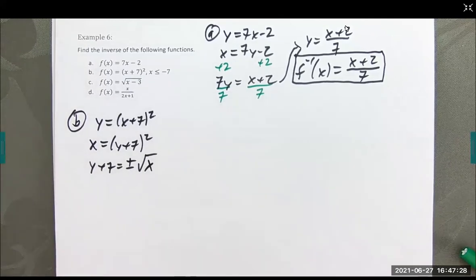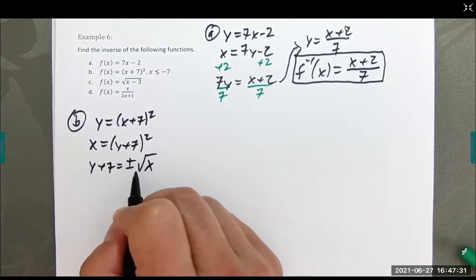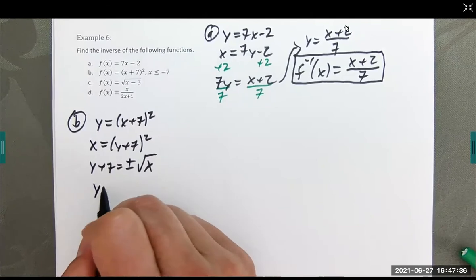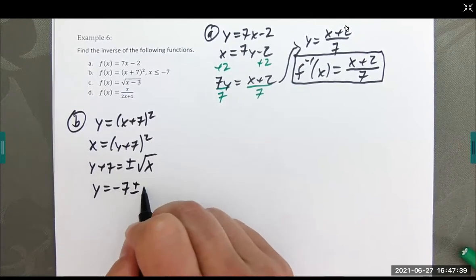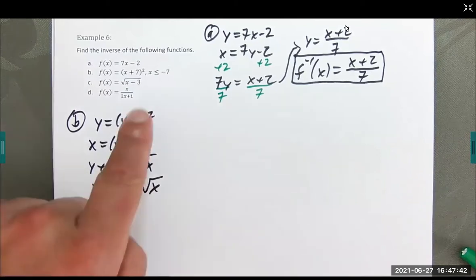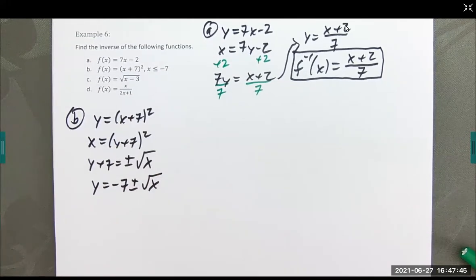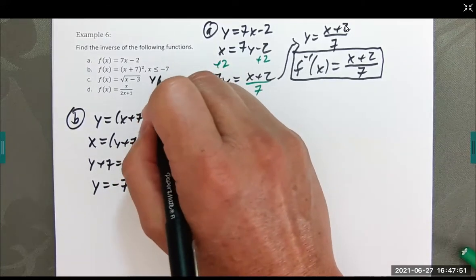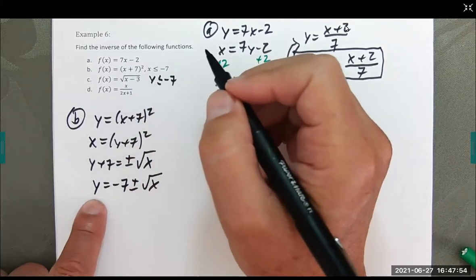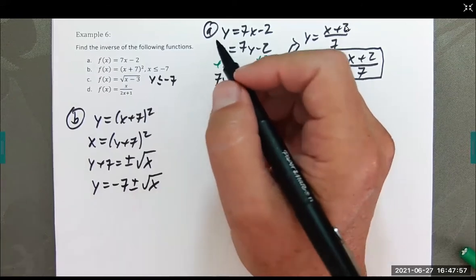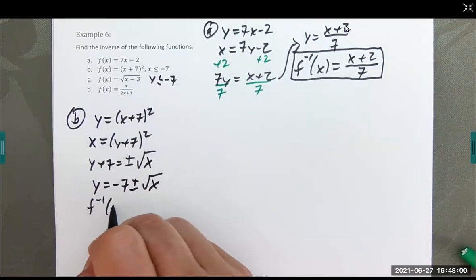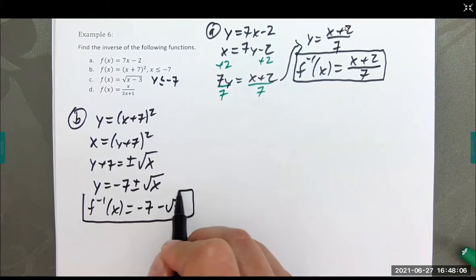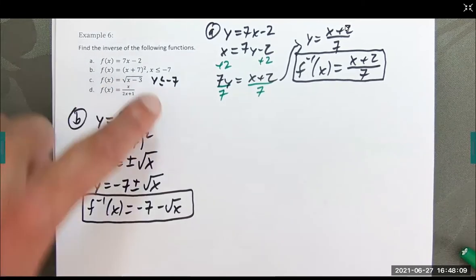Now here is where we run into a problem. This plus or minus means that it does not pass the horizontal line test, but because we have a restriction here, that'll help us. So if x has to be less than or equal to -7, and since I swapped out the x's and y's, this now means for us that y has to be less than or equal to -7. So for that to be less than or equal to -7, I have to choose the negative portion of this. So f inverse of x is going to be -7 minus root x, so that we can fulfill that there.